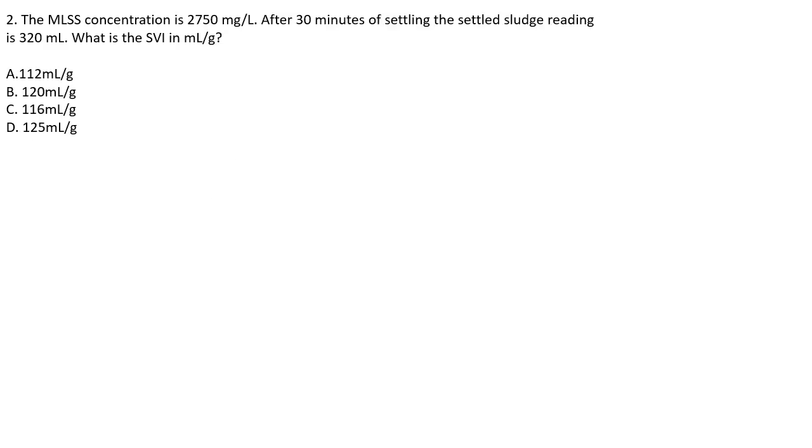Question 2 was, the MLSS concentration is 2,750 milligrams per liter. After 30 minutes of settling, the settled sludge reading is 320 milliliters. What is the SVI in milliliters per gram?